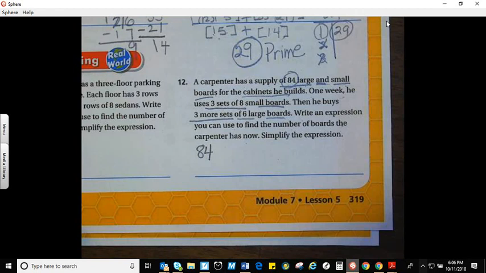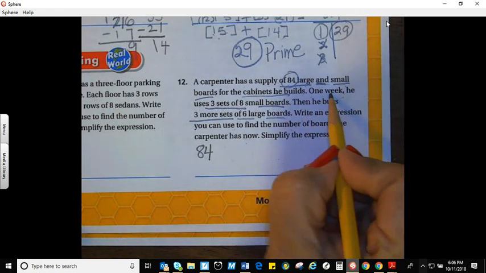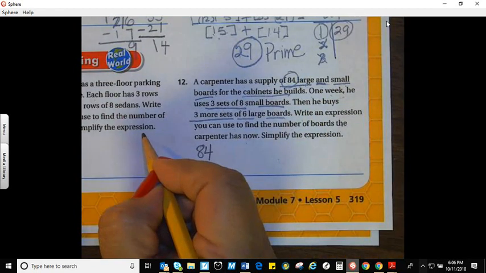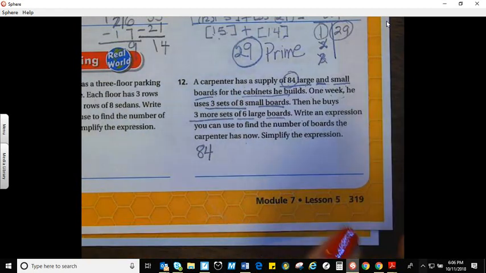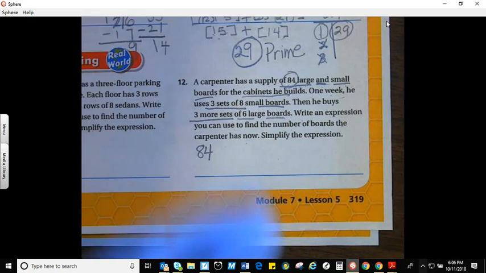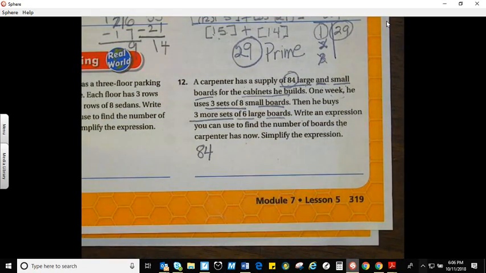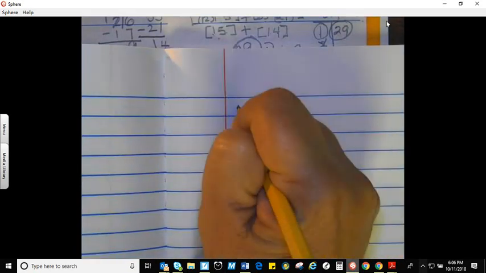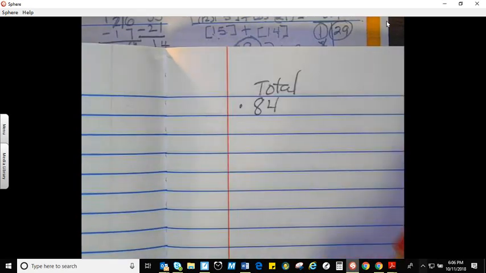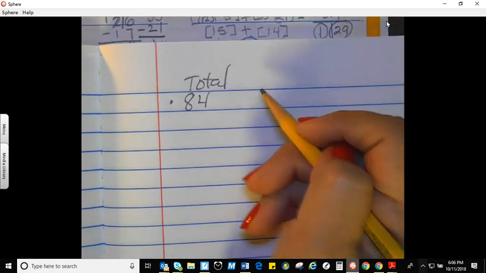Then we said that in 1 week, and we should be pulling it out in the work, so I should actually be using a separate sheet of paper, shouldn't I? So let's move over here. So good catch. Thanks for the reminder. See how easy it is just to jump? So I know that I have a total of 84 large and small boards.